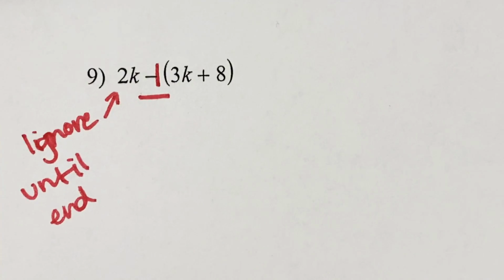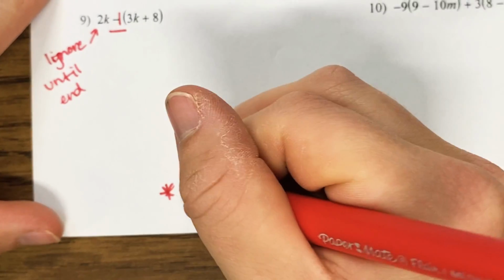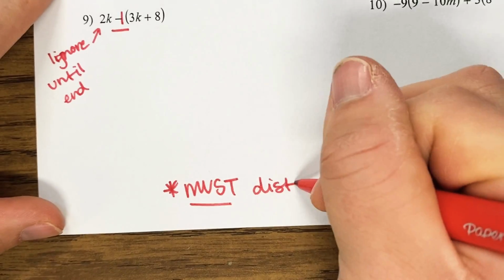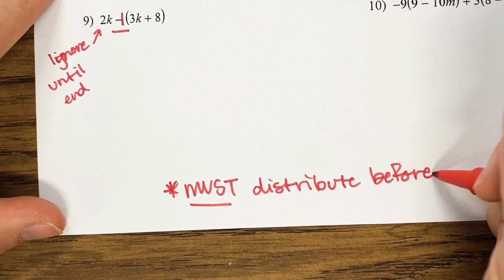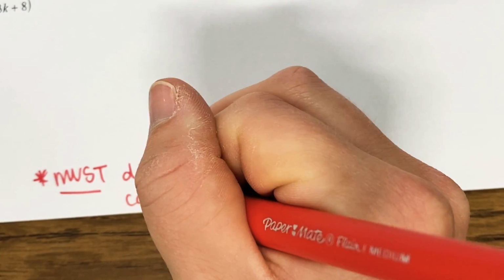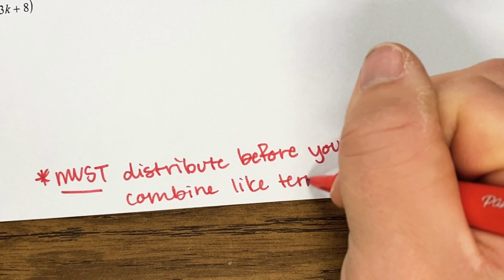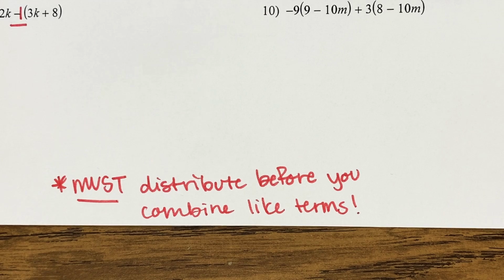Let's write that on the bottom of our paper. So let me zoom out a little bit. Let's write that right at the bottom. Let's star it. Must distribute before you combine like terms. You must get rid of the parentheses first. Okay, so you must distribute before you combine like terms.